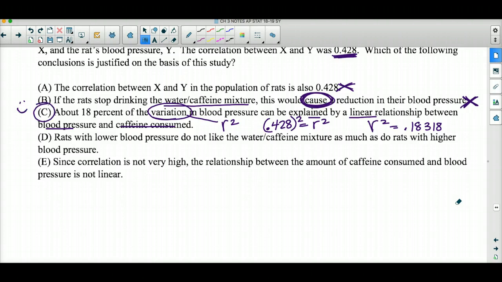So what can you say? Yes, that one I like. That one looks good right now. I would check the others. Rats with lower blood pressure do not like the water caffeine mixture. That's not true. Well, we don't know. That could be true, but we don't know that. And since correlation is not very high, the relationship between the amount of caffeine consumed and blood pressure is not linear. Remember, R does not tell you whether something is linear. You can't just look at an R and guess linear. You have to look at the residual plot. Yes, that's all you can say.